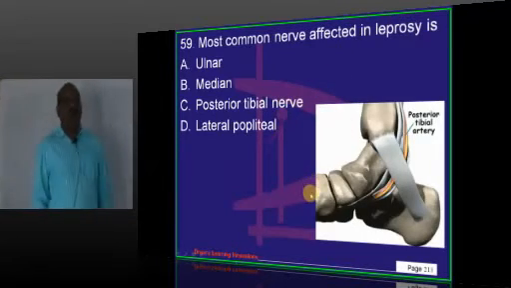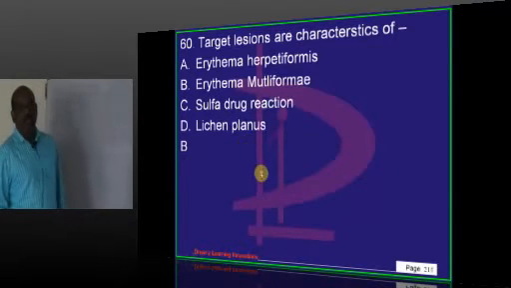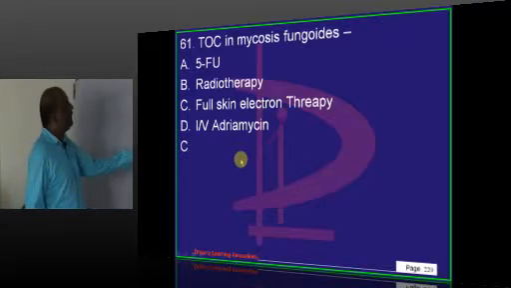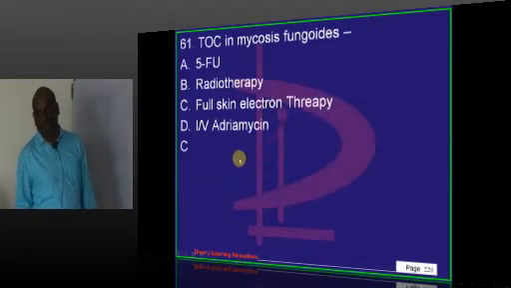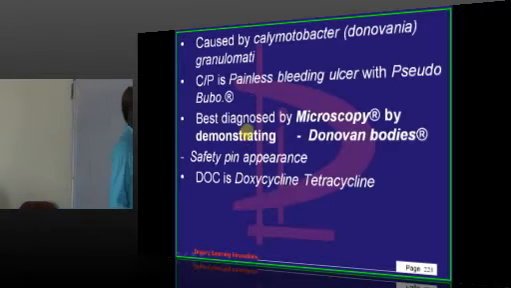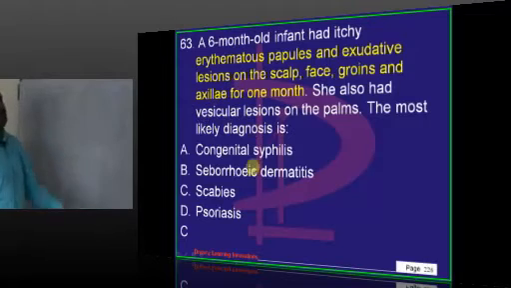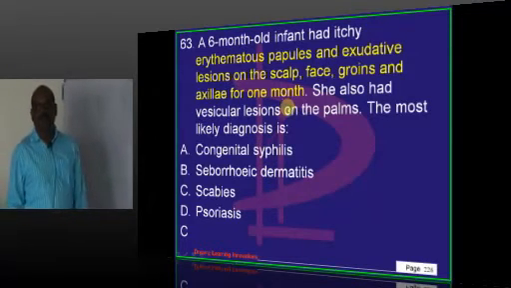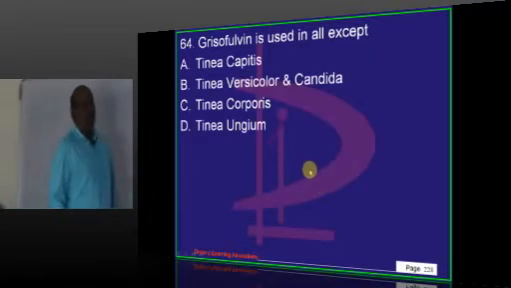What is the most common nerve involved in leprosy, doctor? It is the posterior tibial nerve. Target lesions are a feature of erythema multiforme. In mycosis fungoides, what will you give? Full skin electron beam therapy, right? Then pseudobubo is a feature of donovanosis. A 6-month-old has got itchy erythematous lesions. Classical location makes you think of scabies.